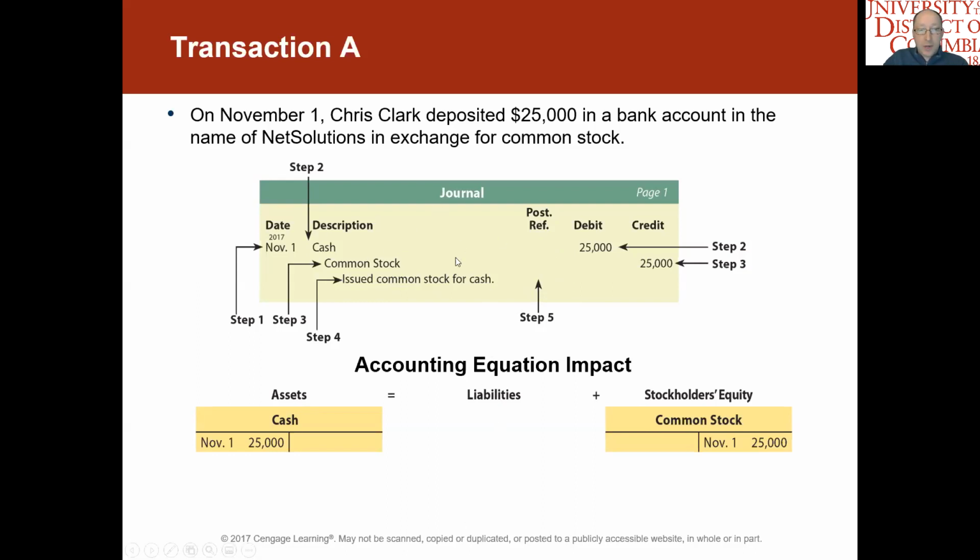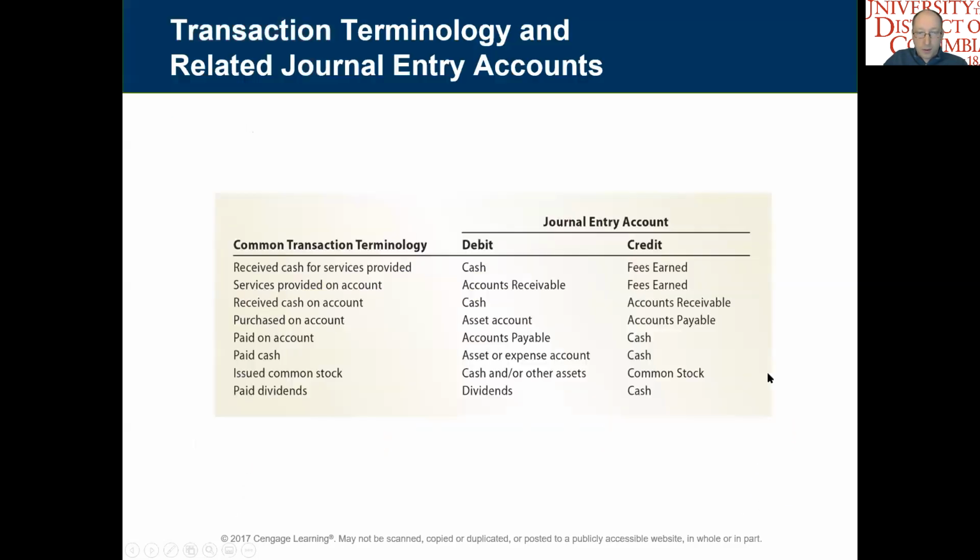And just for reference, as you can see from the chart, from the T accounts and the accounting equation, the accounting equation is still in balance. We debited our cash, we increased our cash for $25,000, and we increased our equity by crediting our equity for $25,000. $25,000 equals $25,000. The accounting equation is still in balance.